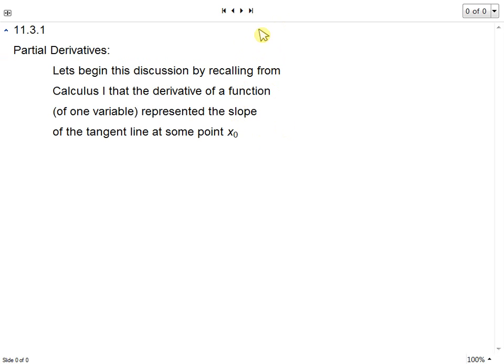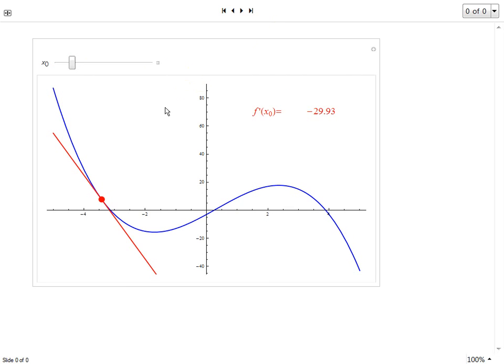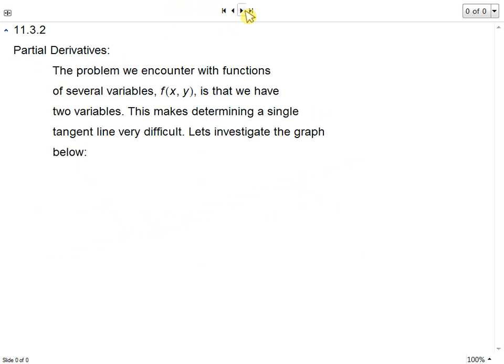So let us begin by looking back at some Cal 1 stuff. If we had a function f, we picked some value x, we found the derivative there, the derivative represented the slope of that line. And then we could use that to find the equation of that line. You could find the slope of the line by taking the derivative, plugging in the value, and then you could find the equation by using different formulas for equations of lines in two-dimensional space. So that's what we did in Cal 1.